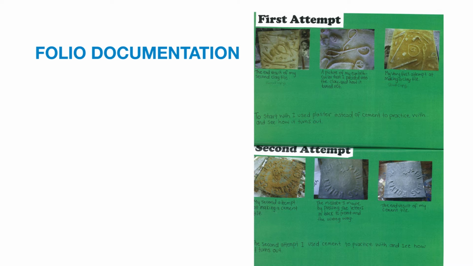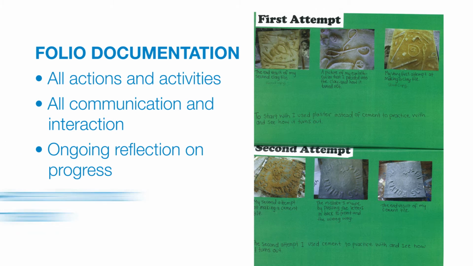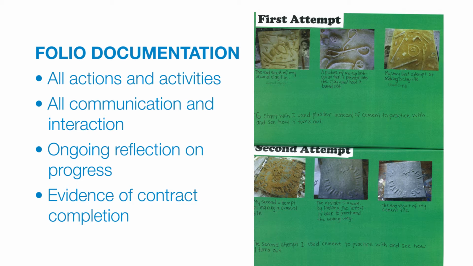And this can be done through journals, blogs, emails, teacher discussions with students, as well as teacher-prepared templates. In summary, a good folio will have documentation of all actions and activities, all communication and interaction, ongoing reflection on progress, and evidence of contract completion. At Stage 2, students are required to conduct a presentation to an audience.